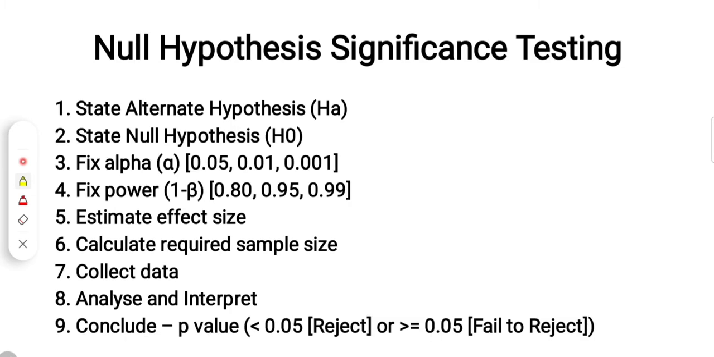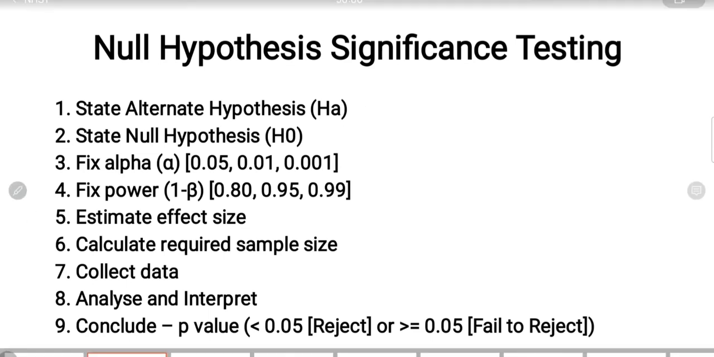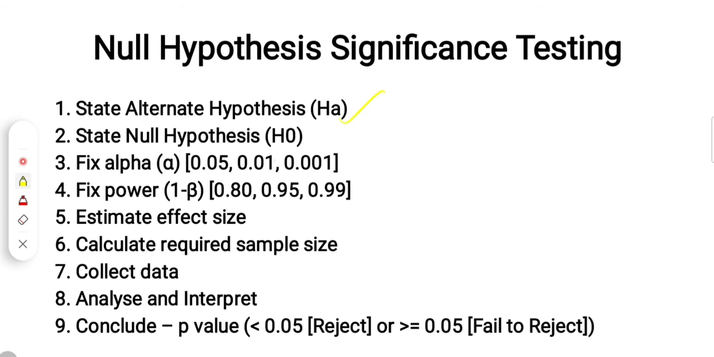Okay, so these are the steps for Null Hypothesis Significance Testing. Starting with first, we'll state the alternative hypothesis. Second is the null hypothesis. Then we'll fix alpha, fix power, and estimate the effect size. Okay, we'll talk about all the steps slowly. Then we calculate the required sample size, we collect data, analyze, interpret, then conclude.